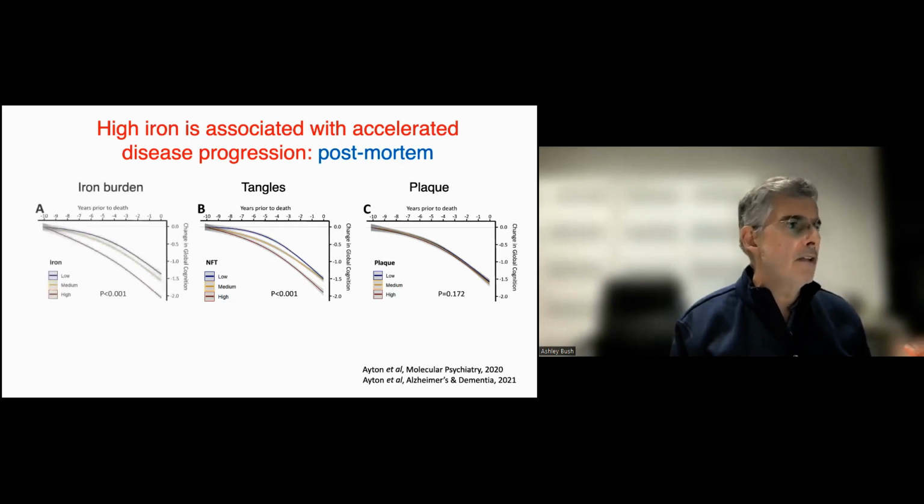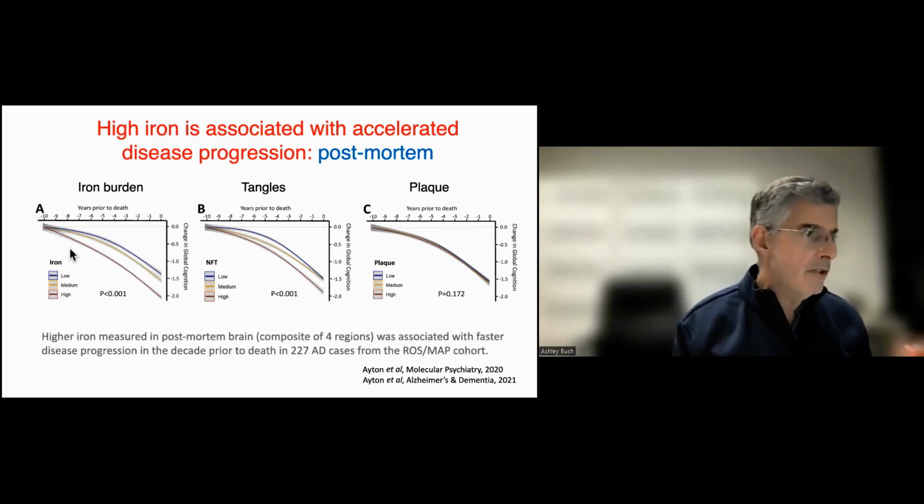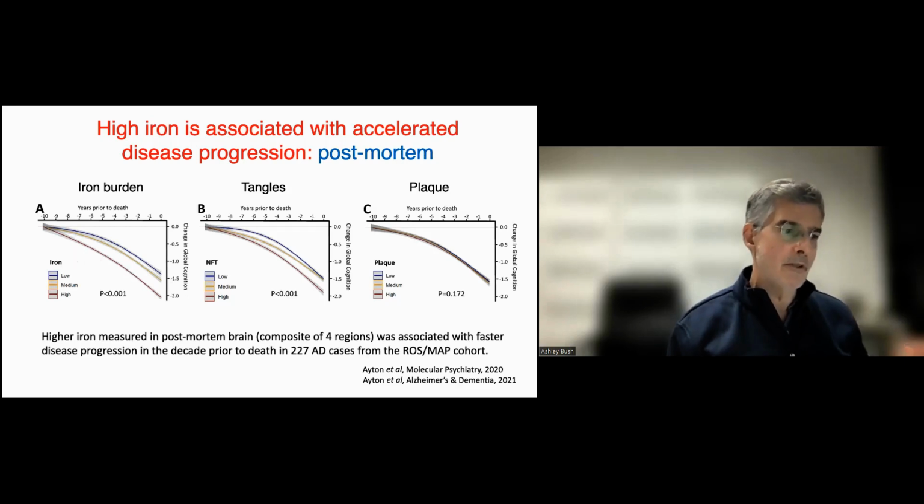So the independent contribution of iron burden, we see that it has a significant impact. So individual cases with the highest burden of iron at death also had the fastest rate of antecedent cognitive decline. So we conclude that higher iron measured in post-mortem human brain was associated with faster disease progression in the decade prior to death in these cases from the MAP cohort.